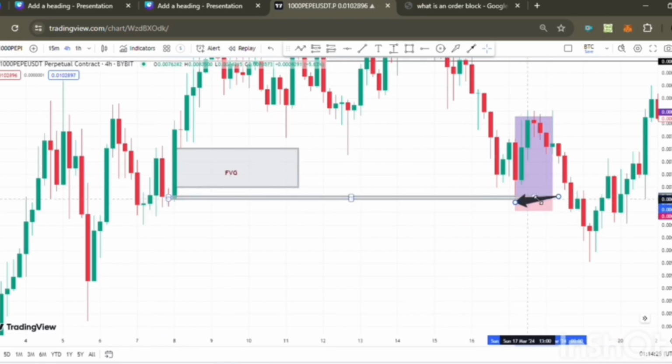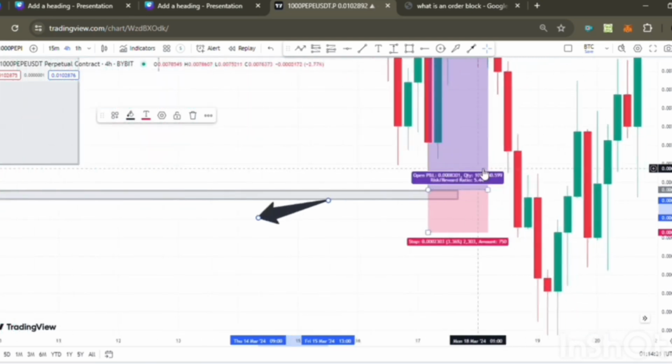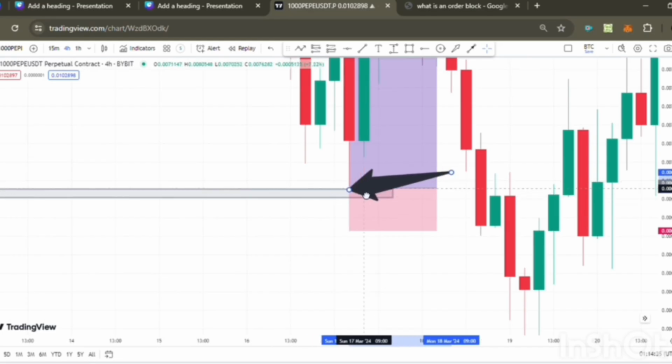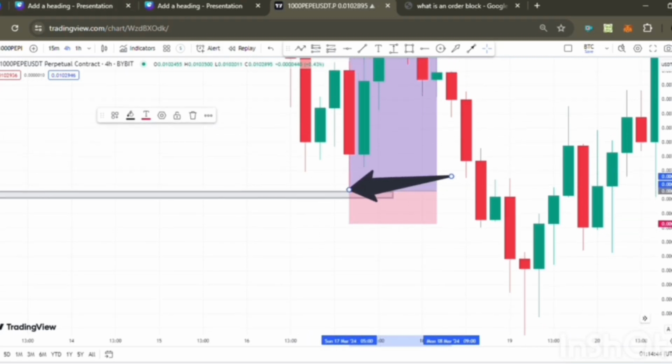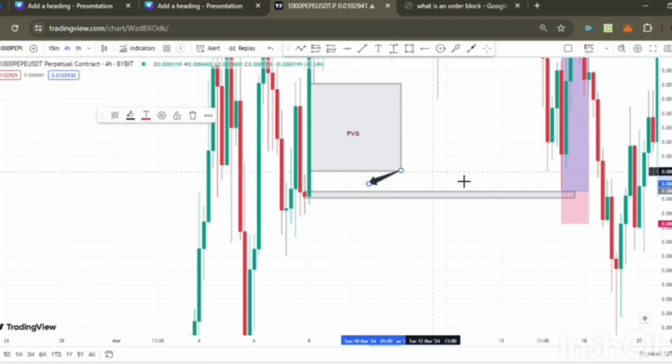But sometimes you will tend to miss an entry, just like this. If I use the body of the candle, I will have a missed entry here because the market did not trigger my entry, as you can see, which is normal. Sometimes it happens. So another form of entry here is the weak entry.